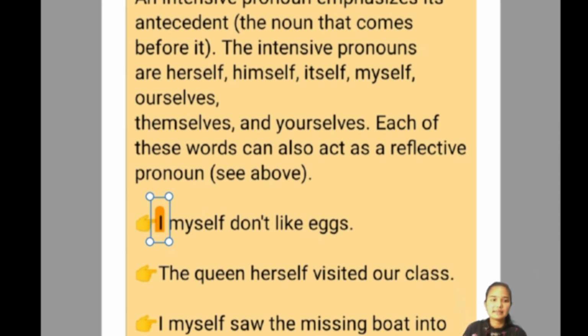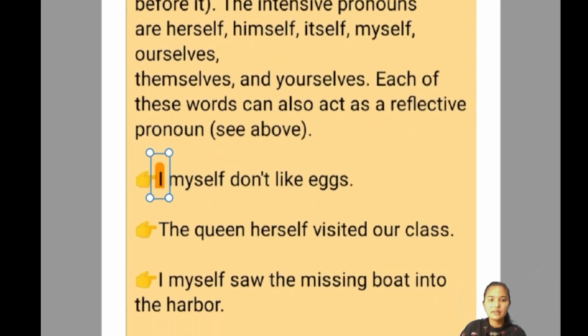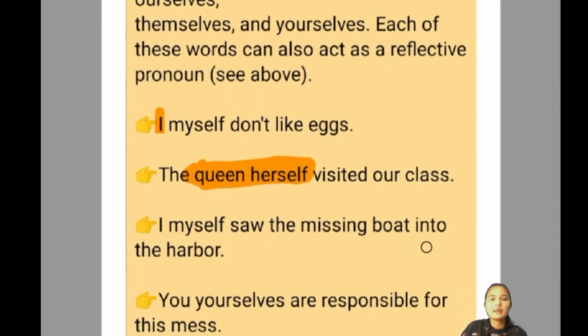Next one: the queen herself visited our class. Focus on this word. The queen herself visited our class. I myself saw the missing boat into the harbor. Here also, focus on this.